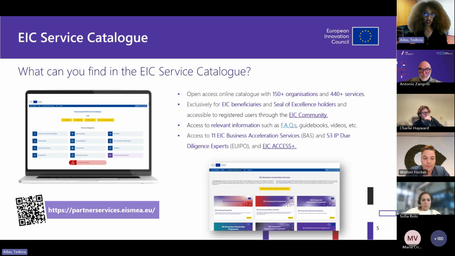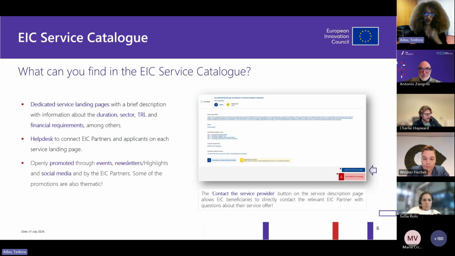Other than the services and the partners on the catalog, you will also find a lot of relevant information. So on the FAQs, we have a guidebook that will take you through how to navigate the catalog and also how to apply for co-financing. We also have introductory videos to help you see how you can apply for services. We also have access points, let's say, not the main landing pages, but access points to the 11 EIC BAS acceleration services that exist. And I think there will be more of these added in the near future. We also have 53 IP due diligence experts and also a link to the EIC ACCESS Plus platform.